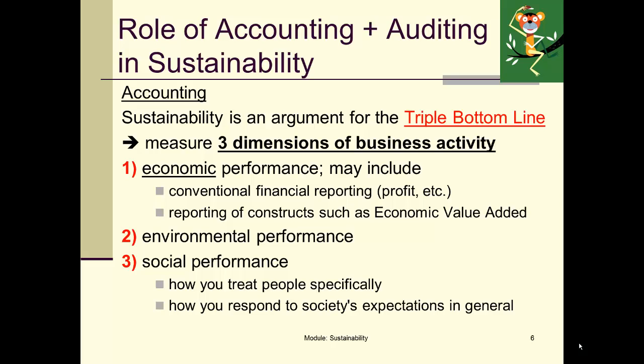Social performance is the third dimension of business activity that sustainability is concerned with, and therefore the third part of the triple bottom line. Social performance is the impact of the organisation on people, and that can really include two aspects. How are people who work or are engaged with the organisation treated, and what does the organisation do for society in general?